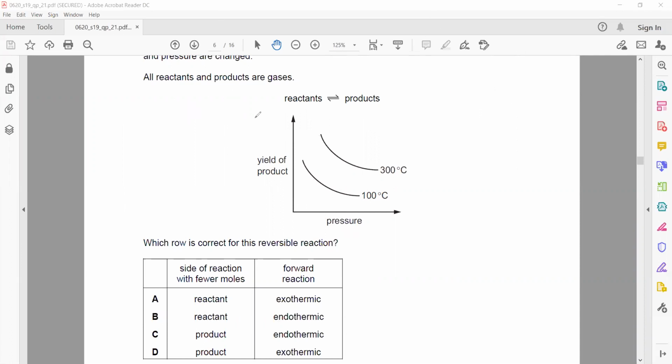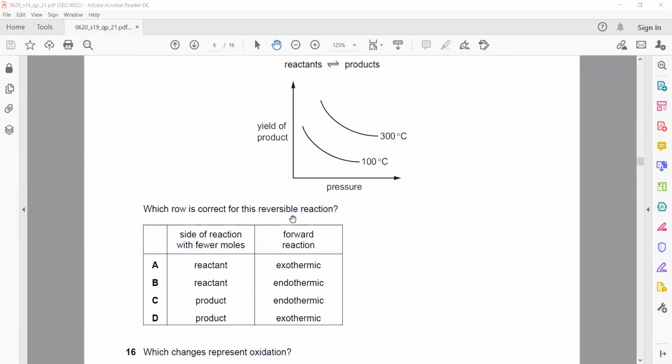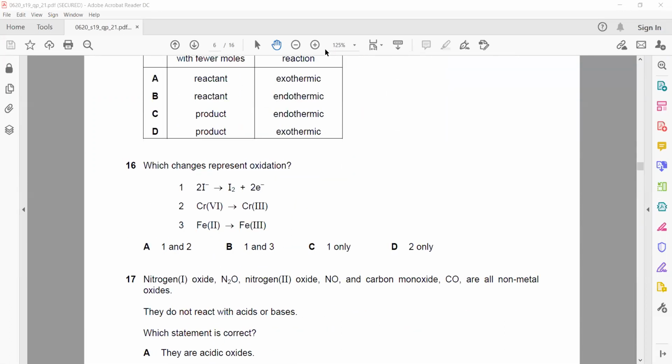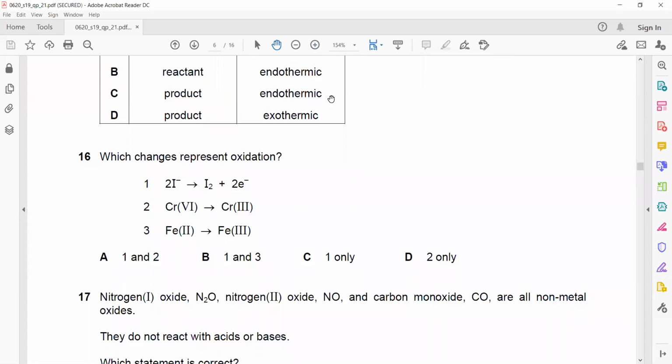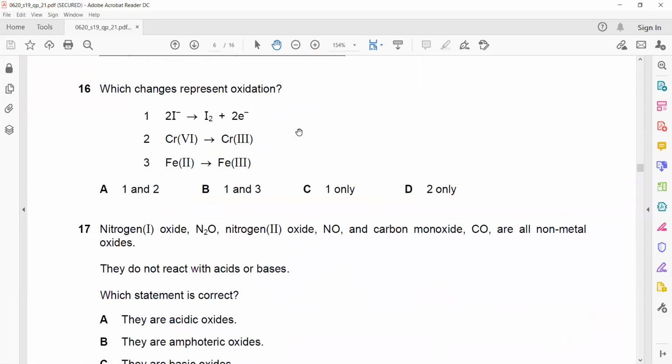So an increase in pressure always shifts the equilibrium towards the side where we have fewer moles. Which changes represent oxidation? Oxidation means addition of oxygen or loss of electrons. The Roman numbers are representing the charge of these elements. Question 16.